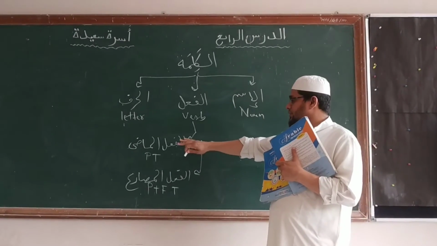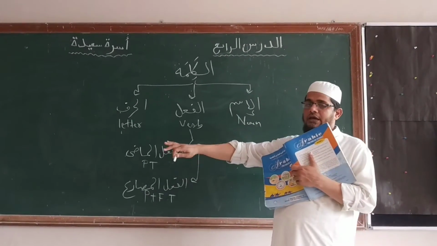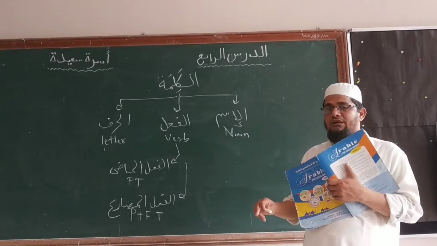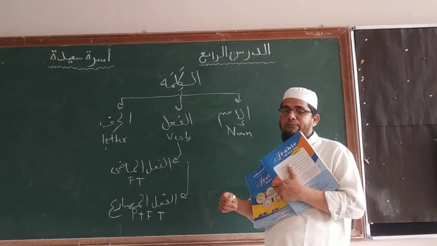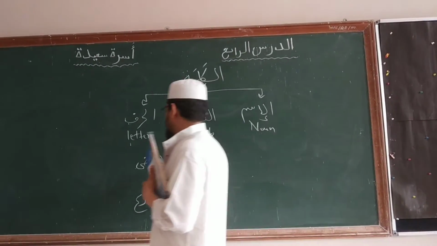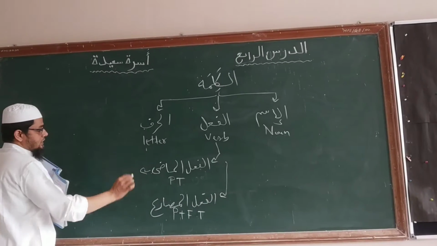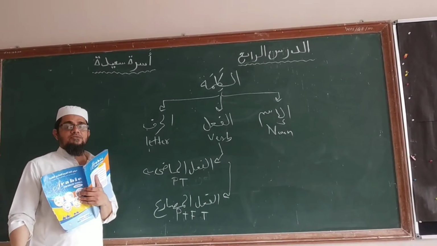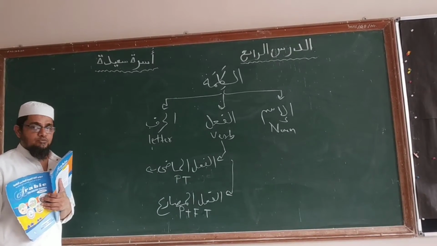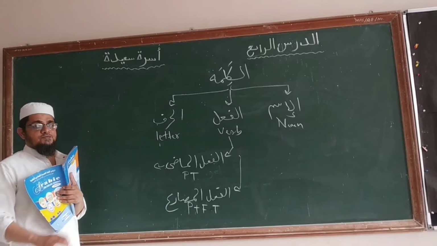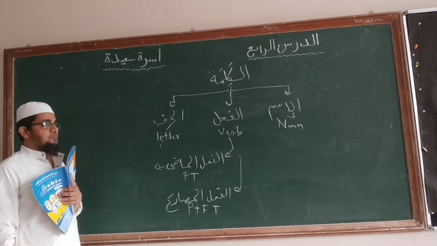You just heard about 3 letters only, and I hope that you have written in CW the table which I gave you before break in PDF for fi'l madhi. So there are 14 forms for that. As you learned: zahaba, zahaba, zahabu, zahaba, zahabata, zahabna, zahabta, zahabna, zahabtum, zahabti, zahabtuna, zahabtumna, zahabtu, zahabna. These are the 14 forms for fi'l madhi.